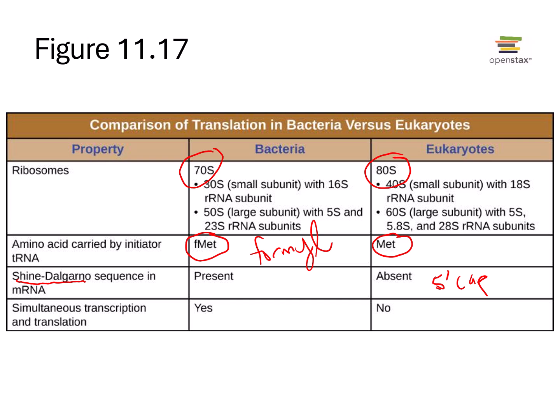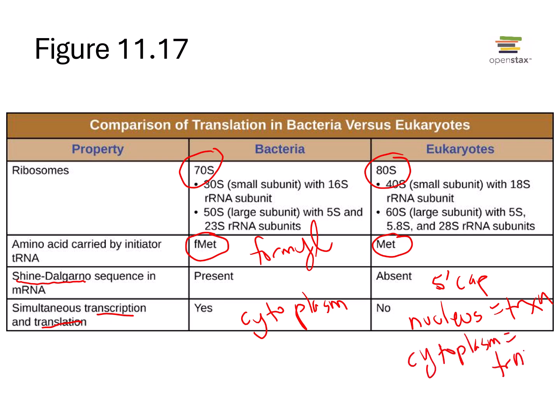And then in bacteria, they have coupled transcription and translation, right? Everything's happening in the cytoplasm. In eukaryotes, it's not simultaneous, right? Transcription happens in the nucleus. The nucleus is transcription. Translation is in the cytoplasm. Cytoplasm is translation.